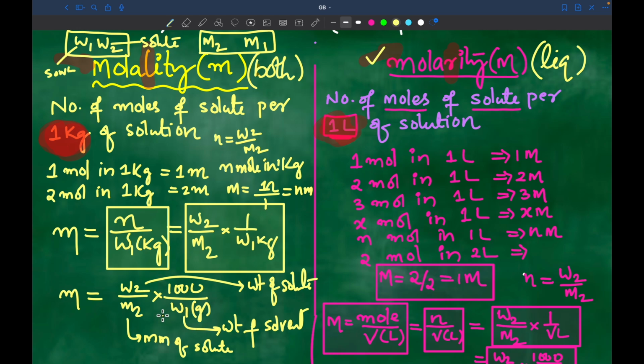So this is about molality and molarity. Molality is temperature independent, you have to remember this, and molarity is temperature dependent. Will you take a screenshot or will you copy it? I'll give 1 minute.